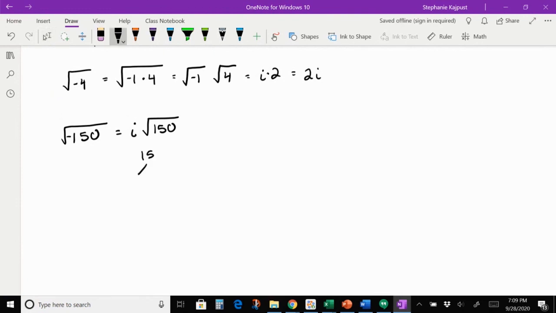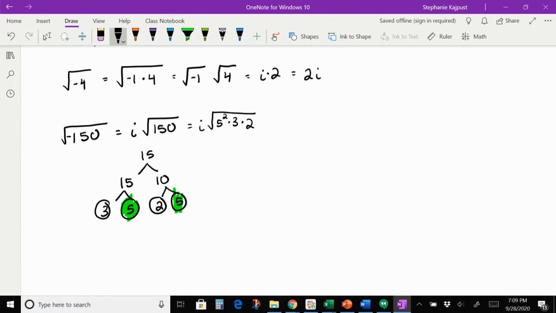So if I do it like a factor tree, 150 is 15 times 10. 15 is 3 times 5, and those are both prime. 10 is 2 times 5. So I can rewrite this, and it's a square root, so I want to pair them as 5 squared, because I have two 5s there, one here and one here, and then times 3 times 2.